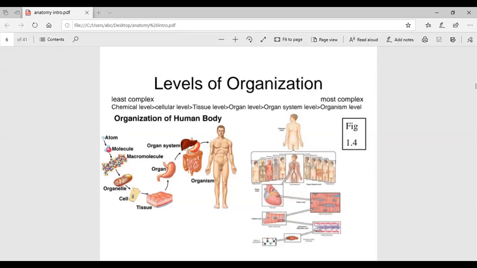What is an organism made up of? An organism is made up of many types of organ systems. How many organ systems did we study today? We studied 11 organ systems. And each organ system is made of different organs, and every organ is made up of different types of tissues. So this is how different levels of organization help in forming the entire human body, and the study of the entire human body is called anatomy.